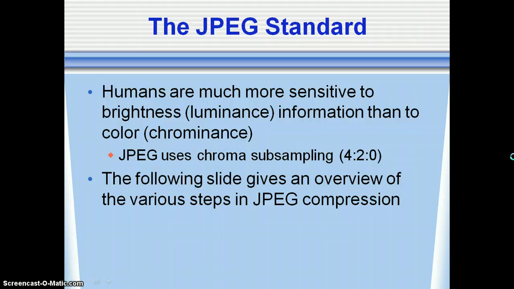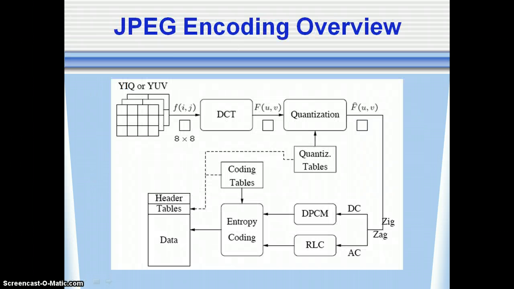The following slide gives an overview of the various steps in JPEG compression. This is the overall block diagram of the JPEG encoding, where the DCT, quantization, quantizing tables and coding tables are involved, along with the header tables data, and the entropy coding, which is done to process the coding tables, DPCM and RLC. So this is the overall JPEG encoding overview of the JPEG standard.